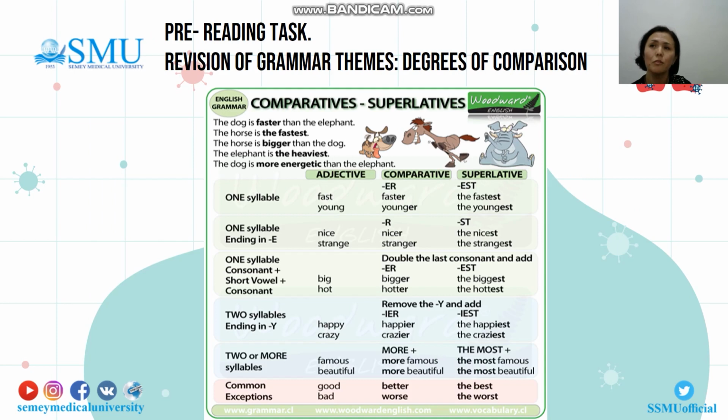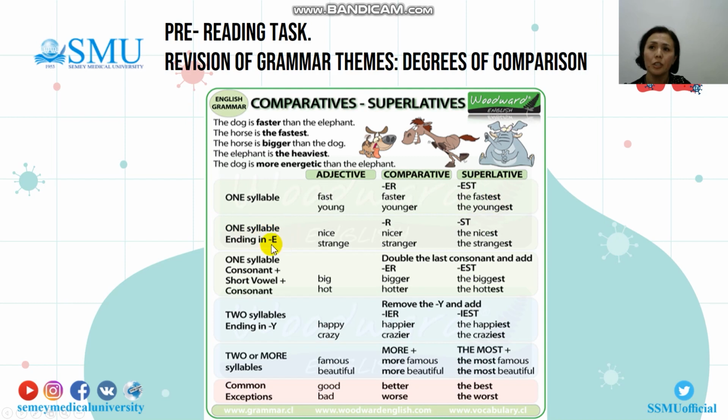The grammar theme of today's lesson is degrees of comparison. As you know, there are two degrees in the English language, comparative degree and superlative degree. One syllable adjectives like fast, young: when we make comparative degree, we add er, and in superlative degree we add est. For example, faster, the fastest.